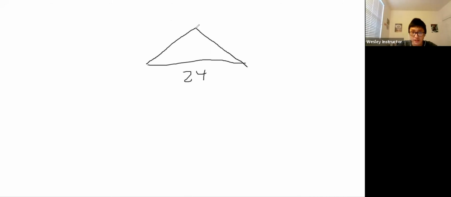All right, the base of an isosceles triangle is 24 and its area is 60. What is the length of one of the equal sides? So this one's kind of tricky. So this is 24. Its area is 60. And I know these two sides are the same length.